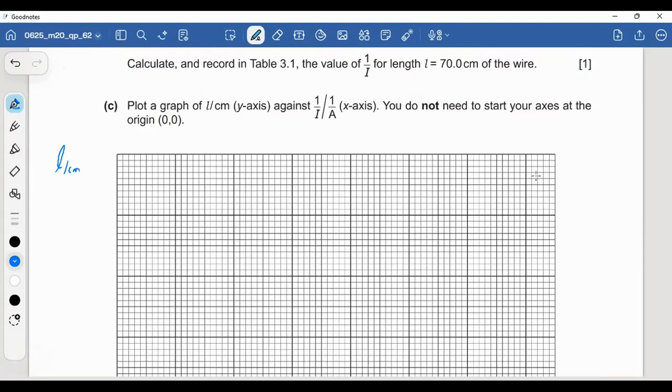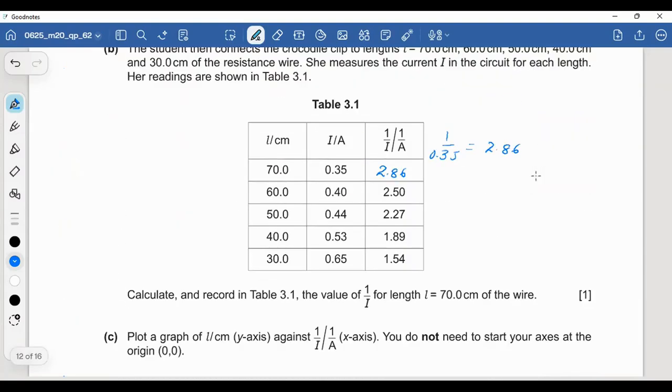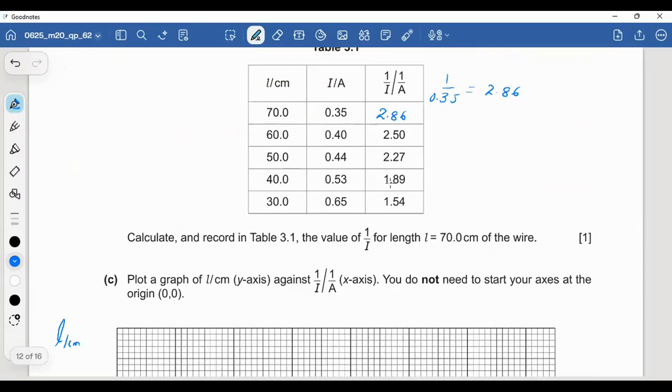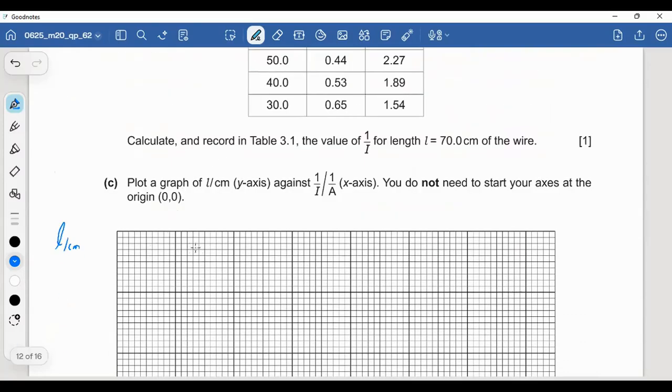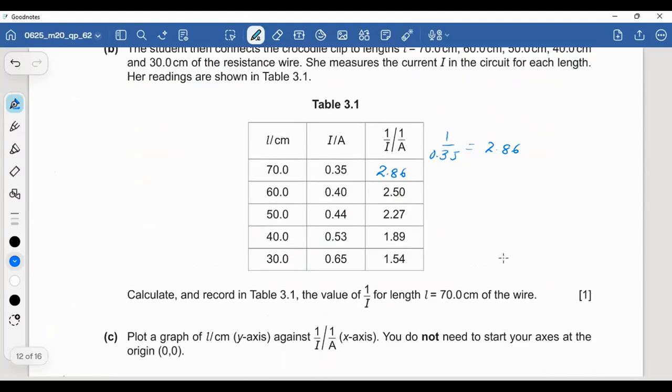Now moving towards a suitable scale. You do not need to start the axis at the origin, 0, 0. See, the values on this axis are from 1.54 to 2.86. Find out how many large boxes are here on the x-axis: 2, 3, 6, 7, almost 7.